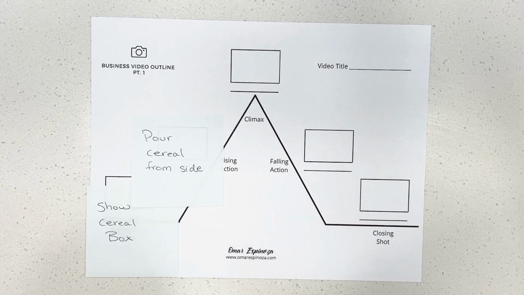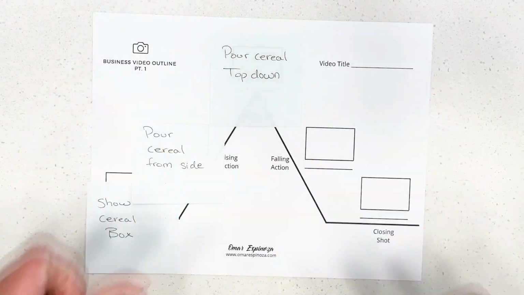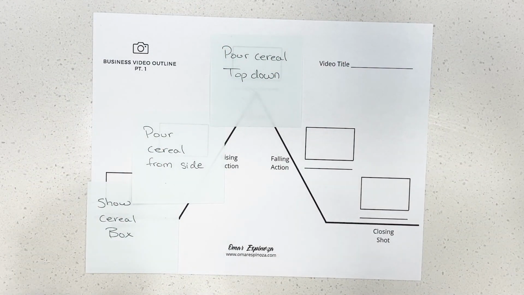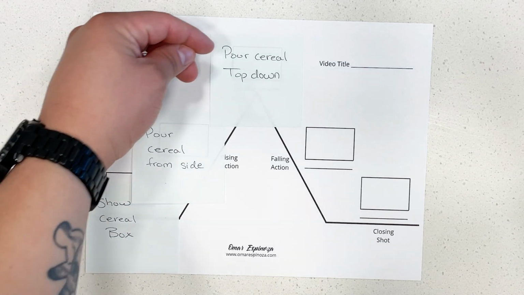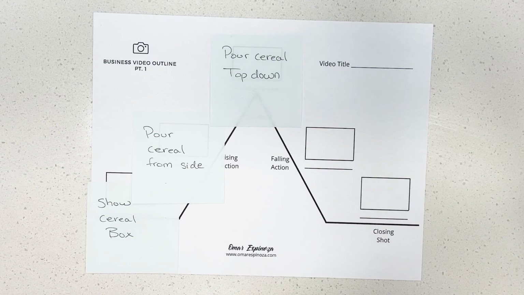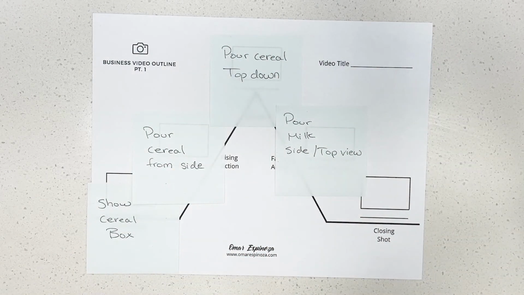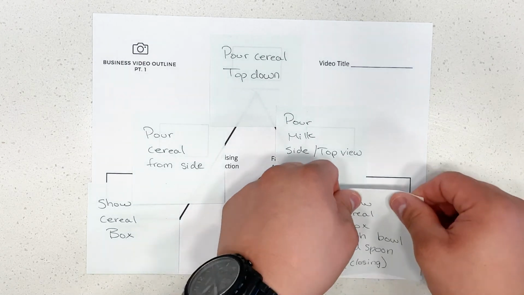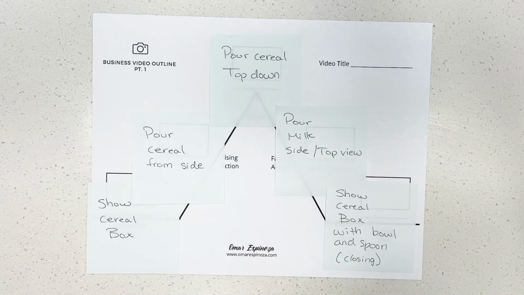I went ahead and I wanted the main action to continue from that pouring cereal shot. Here I have pour cereal from the side and then pour cereal top down. Lastly, I was pouring the milk. It was kind of like a side slash top view. And then from there, we just closed out the clip, showing the cereal box again, but this time with the bowl, and I came in and I put a spoon in, ending the clip. So we've planned this video out.